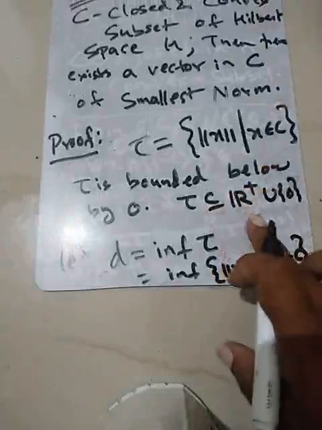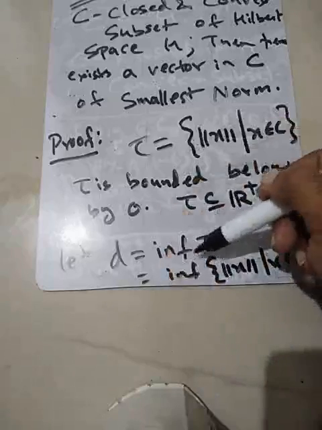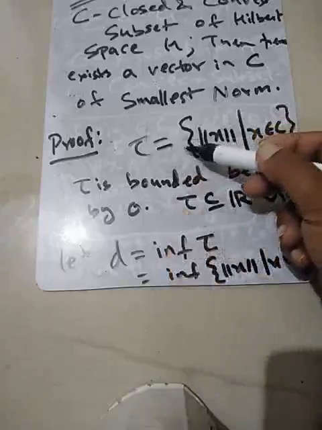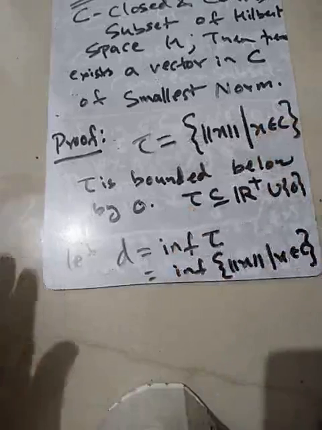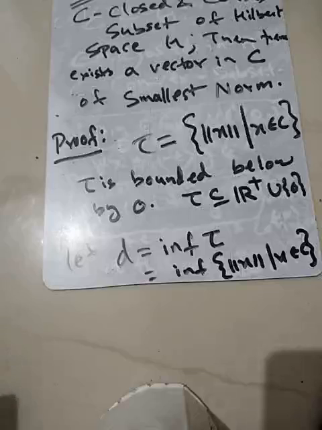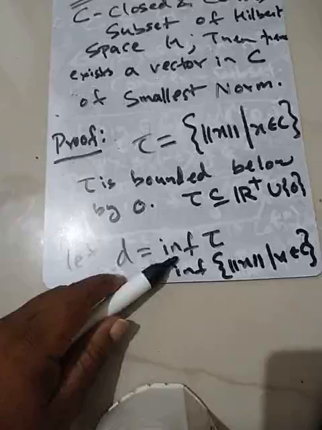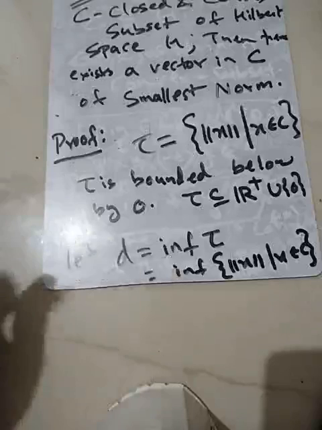So this is tau. Tau is a subset of R plus union 0. It is bounded below by 0. So here we have written the infimum, and it is just a number in this case. That is the reason I have taken D as the infimum. Now R is complete. So if R is complete, any subset which is bounded below has an infimum. So this infimum exists by the completeness property of R, and hence D exists as a real number.